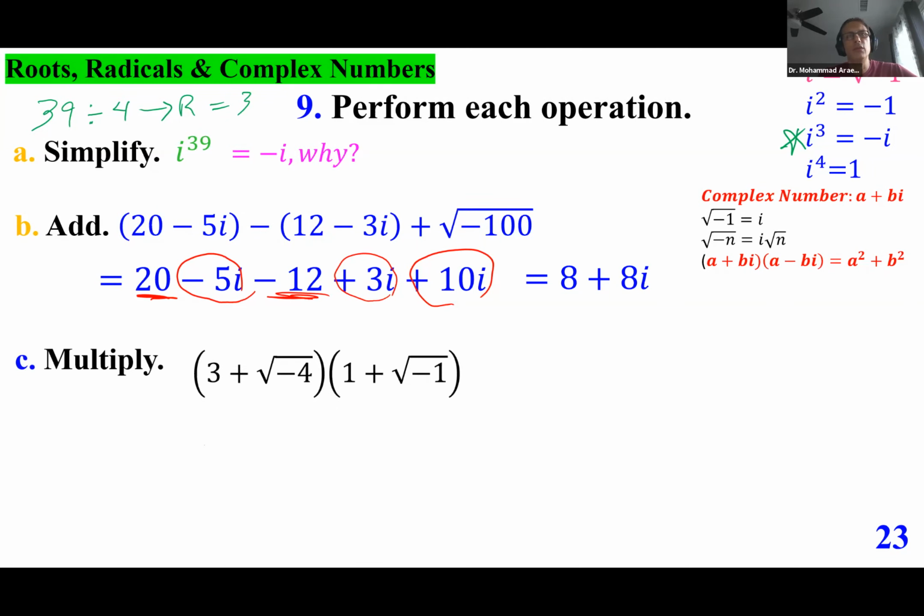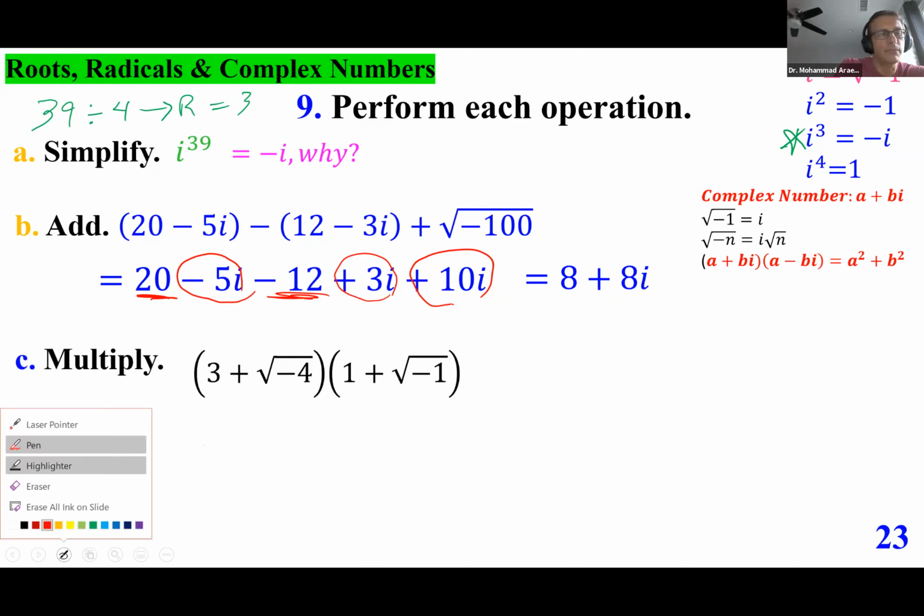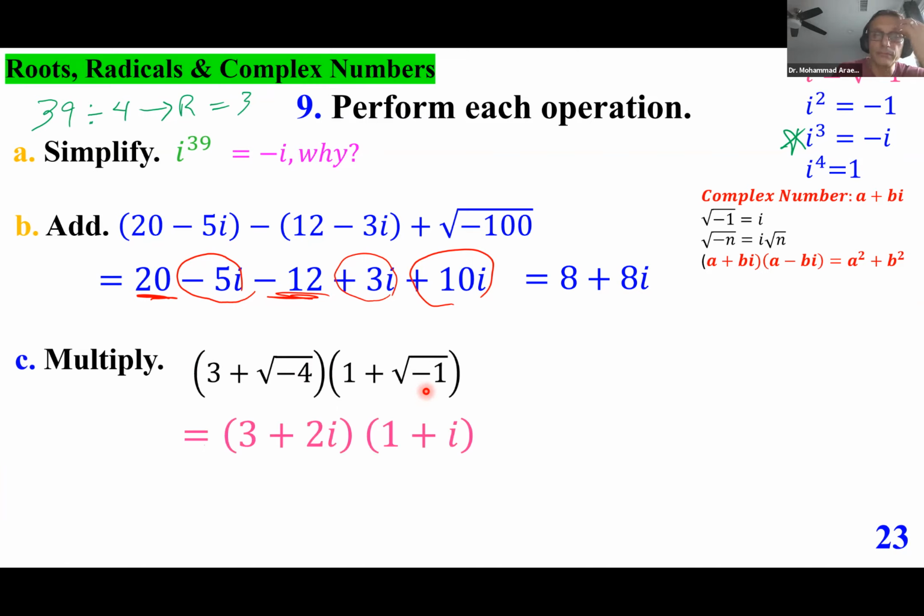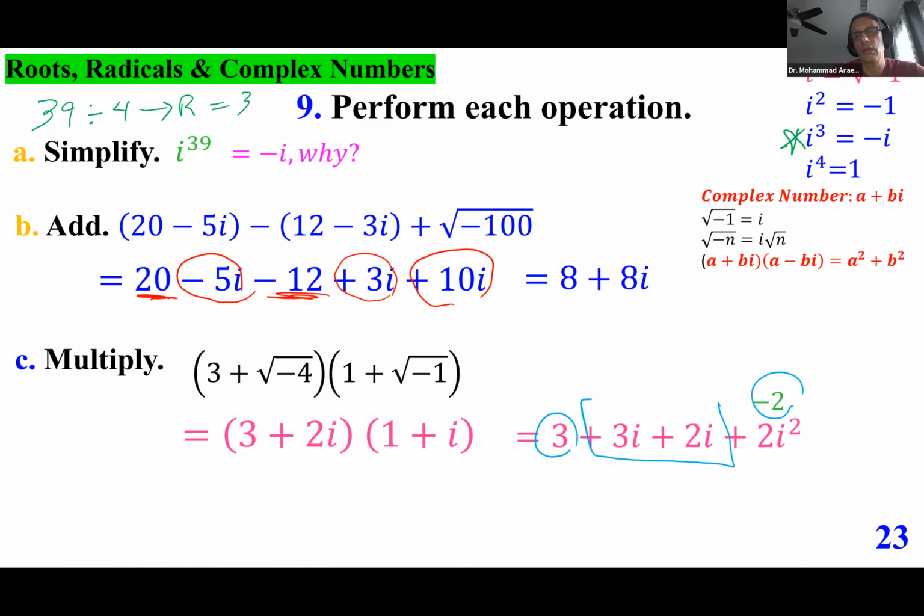We want to multiply, we need to do the same thing, meaning we need to change this to 2i and this one to i before we move on. Now we're going to distribute, FOIL. This is 3, this is 3i, this is 2i, this is 2i squared. And we know this changes to negative 2. 3 and negative 2, they add up to positive 1. 3i and 2i, they give us 5i.